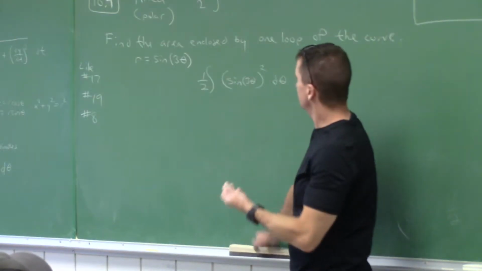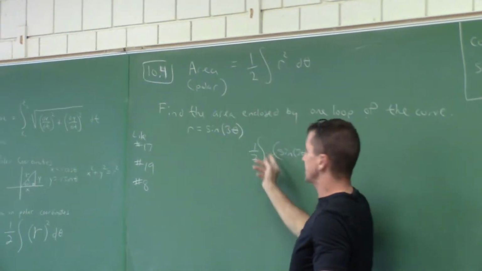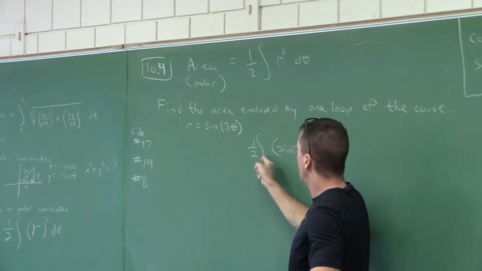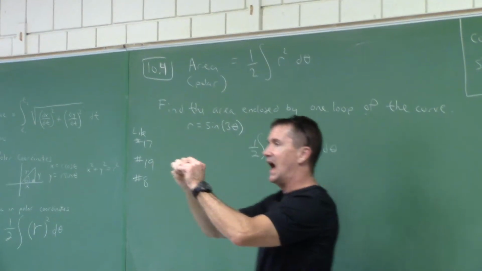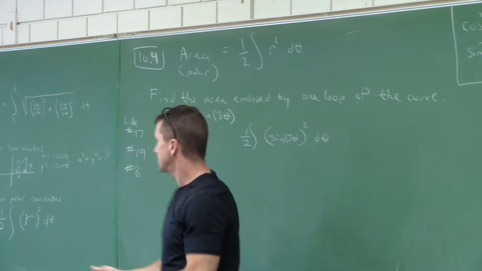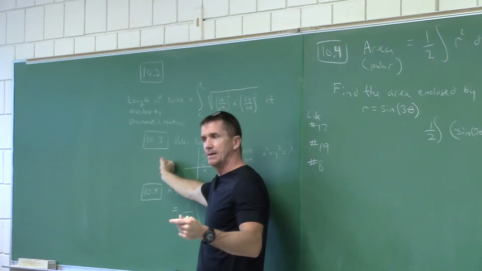You bet. Look, you know the formula, right? It comes from the area of a sector. Piece of cake. I put the r in there, I square it, I put a 1/2 out here. This will give me the area. What are those limits that form that one loop? So what I have to do is use the tools, the methods we did back in 10.3.